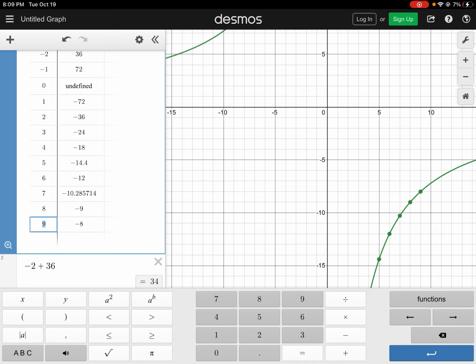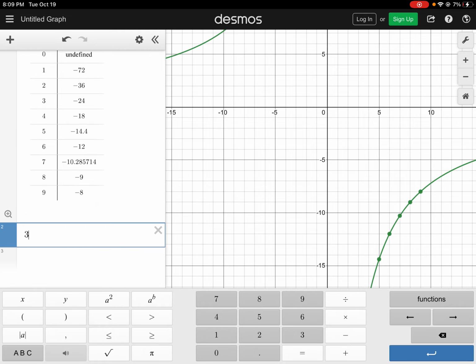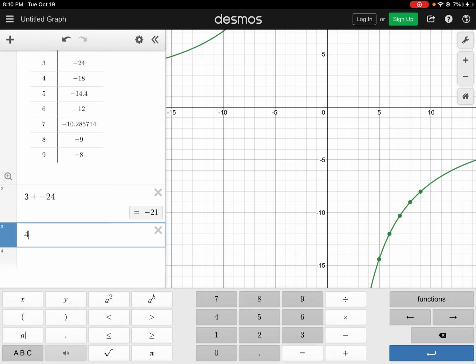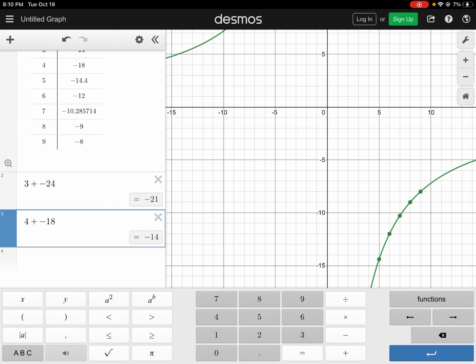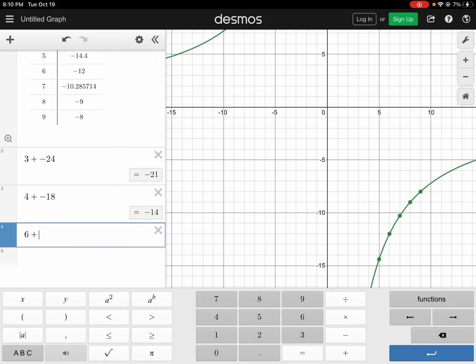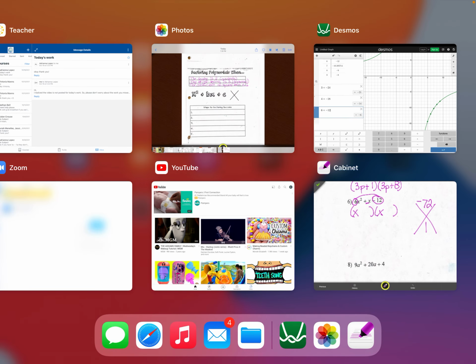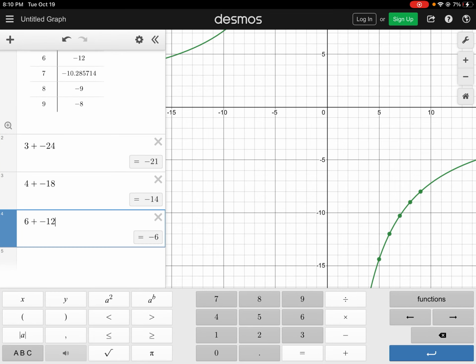All right, so let's try 3 and negative 24. And again, if you're good at this with your head, you don't have to do this. Negative 21. No. 4 and negative 18. Negative 14. No. Don't use 5 because of the decimal. Let's try 6 and negative 12. Negative 6. And I've totally forgot what we're looking for. Oh, a positive 1. Lord.